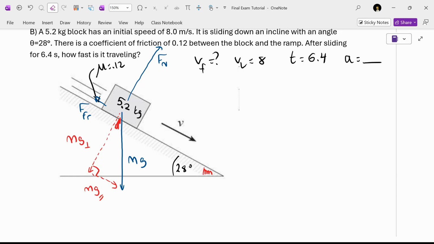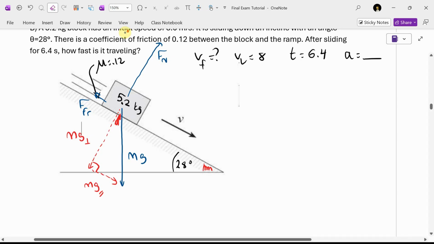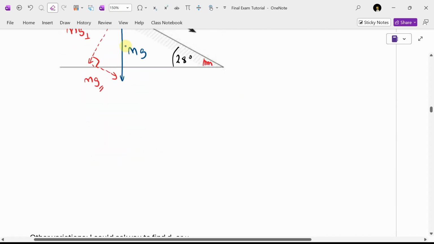Who's winning? Probably down the ramp, although it could be slowing down because it just said how fast is it traveling. It's possible we're slowing down, and after 6.4 seconds, maybe we're doing 2 meters per second. But I'm going to assume mg parallel is winning. So I got lots of room here. I'm going to say winner minus loser equals ma.